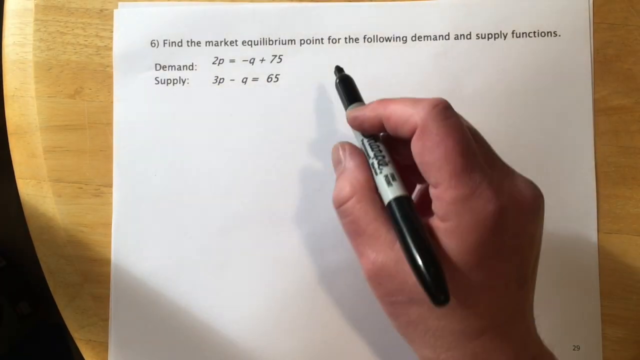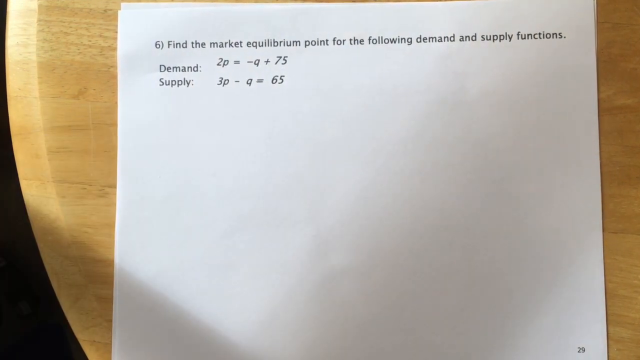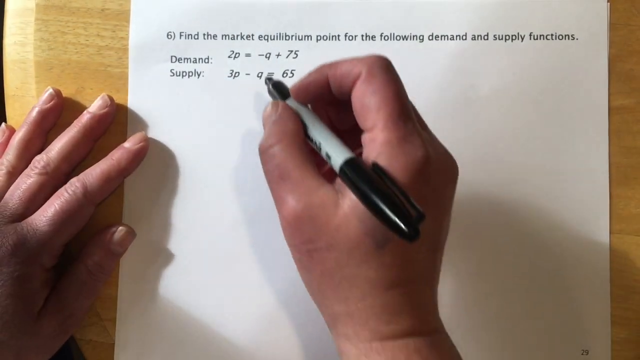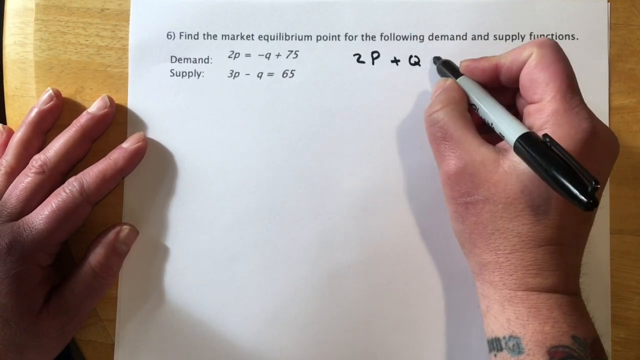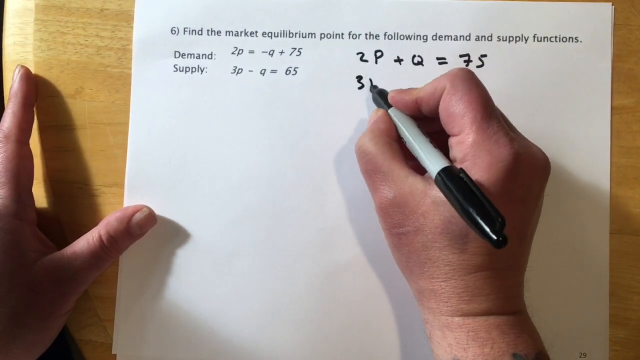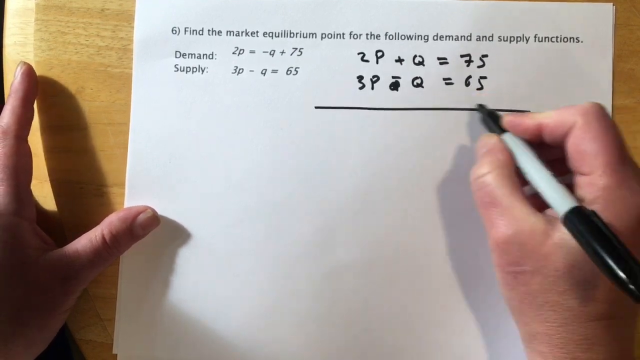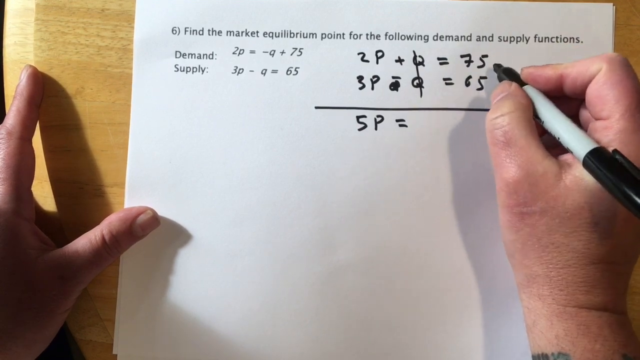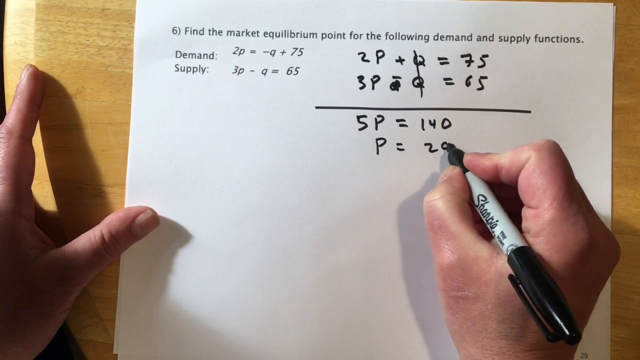And number 6, find the market equilibrium point for the following demand and supply functions. So basically all we're doing there is solving for where these two lines would intersect. So we're just solving a system of equations. I'm going to bring this q over to this side and write this as 2p plus q equals 75. And then it matches up nicely with that minus q right there. So 3p minus q equals 65. Adding those together, I get 5p, q's drop out, and that's 140. And then dividing, I get p equals 28.